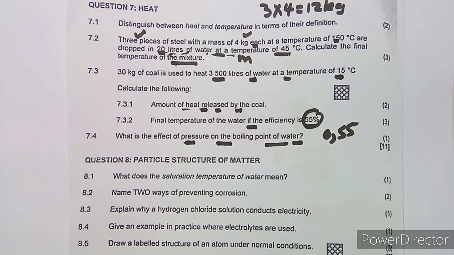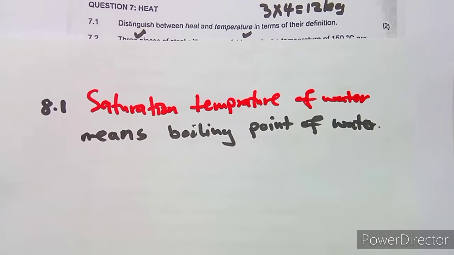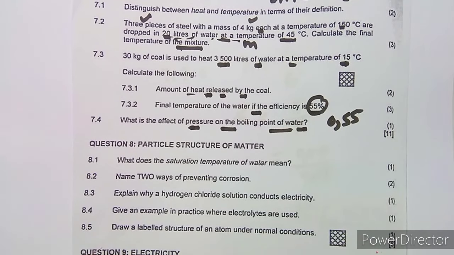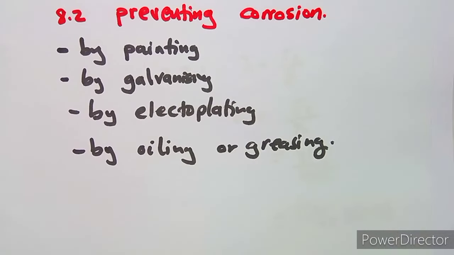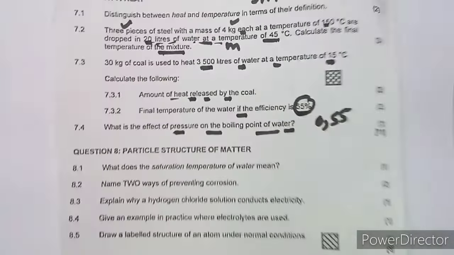What does the saturation temperature of water mean? The saturation temperature is the boiling point of water. I don't know how you're going to define it, but that's what we had on question 8. And 8.2, name 2 ways of preventing corrosion. There are so many ways that you can prevent corrosion: by painting, galvanizing, oiling, greasing, and so forth. So many ways to work with.